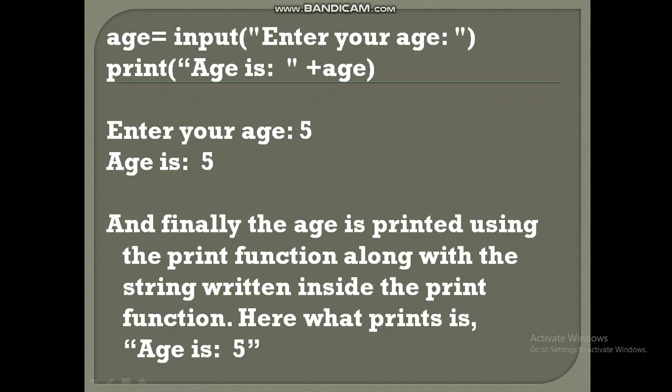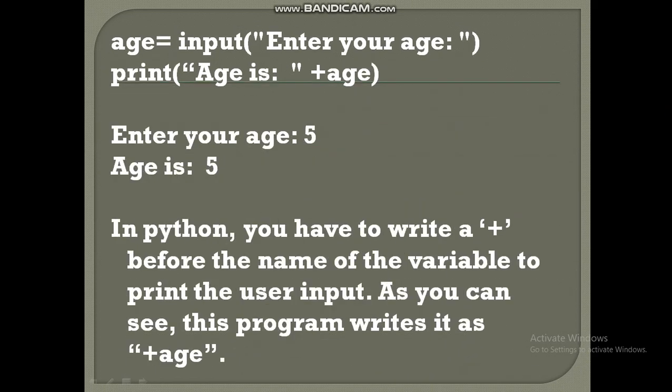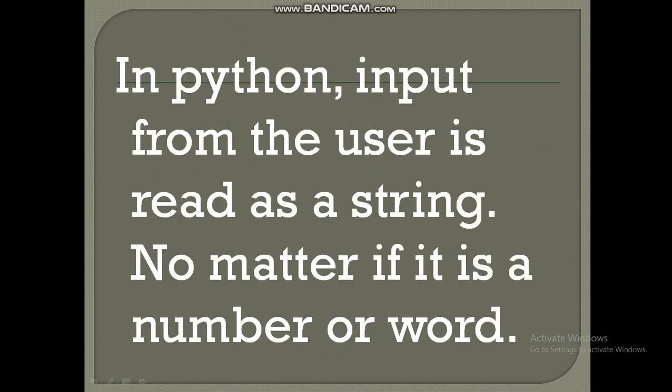And finally, the age is printed using the print function along with the string written inside the print function. Here what prints is, "Age is 5." In Python, you have to write a plus before the name of the variable to print the user input. As you can see, this program writes it as plus age. In Python, input from the user is read as a string, no matter if it is a number or word.